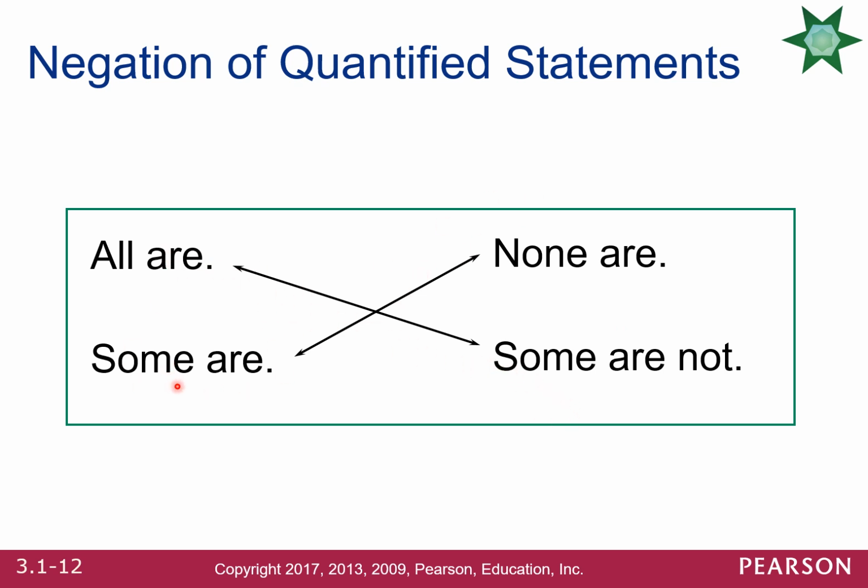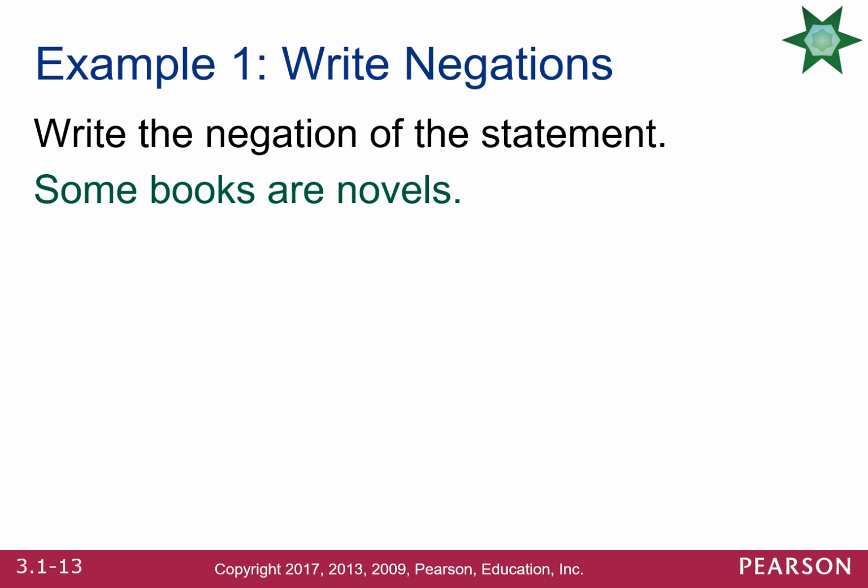When the statement has "some are" in it and you want to negate it, then you have to use "none are." If the statement given to you is "none are," then the negation of that would be "some are." Now let's look into this example, which is asking us to negate the statement, some books are novels.